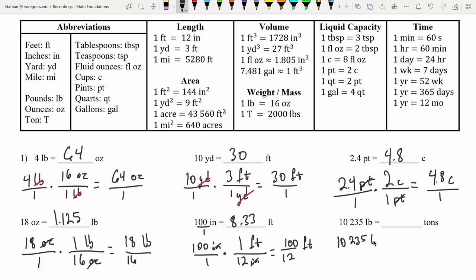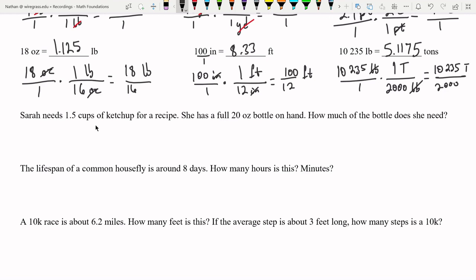So we're going to do 10,235 pounds over 1 times 2,000 pounds is 1 ton. Pounds cancel. And so we can see we get 10,235 tons over 2,000. Putting that in a calculator, 10,235 over 2,000, I get 5.1175 tons.